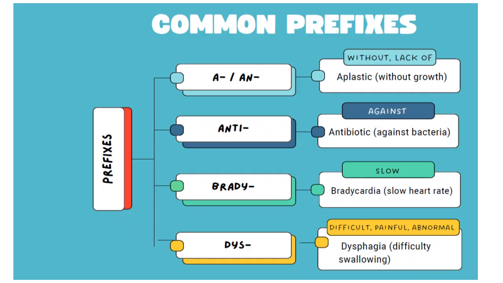Anti, the word anti, almost everyone knows it. Anti means against, like antibiotics. Biotics means life or bacteria. Anti, against the bacteria. Brady, like bradycardia, slow heart rate. Brady means slow. Hyper means high. Dys means difficult, painful, or abnormal. It always means abnormal, but according to the meaning of the terms. We have dysphagia. Phagia means swallowing.